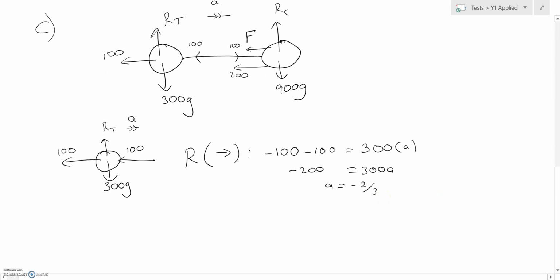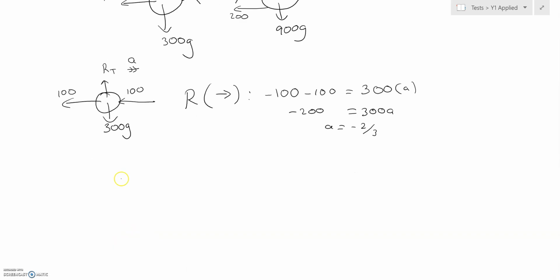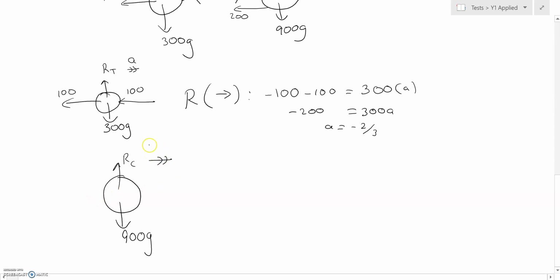Now, remember the objective was to find out what F was. So let's look at the car. So the car has a weight of 900g and had a reaction force there, and had an acceleration of minus 2/3, which we just found. Had brakes, which was slowing it down, resistance force of 200, but it had a forward force of 100, which was the thrust, the trailer pushing into the car.